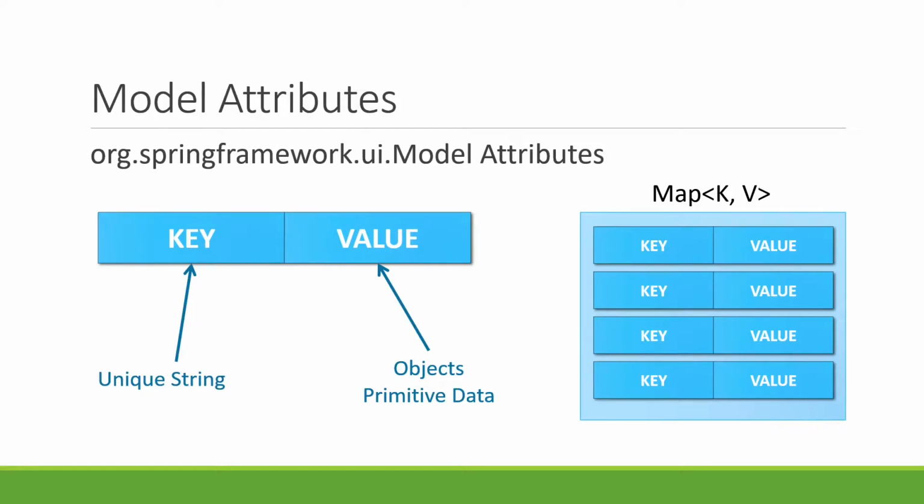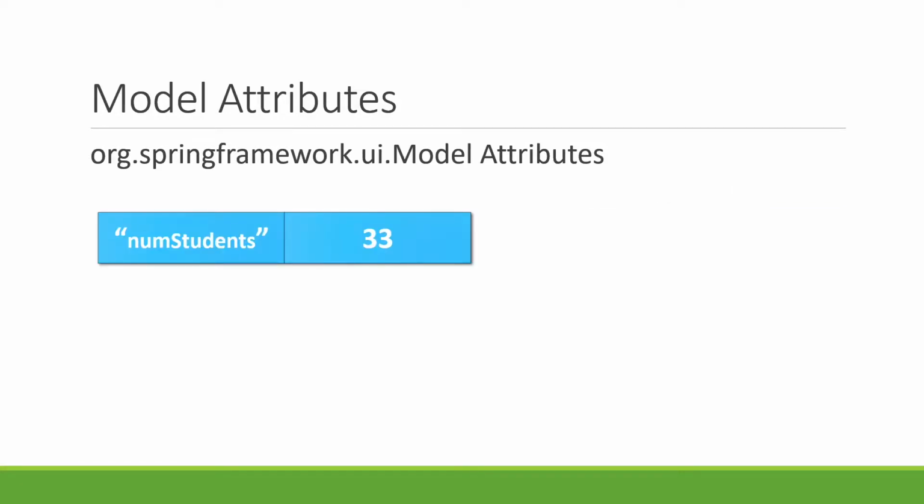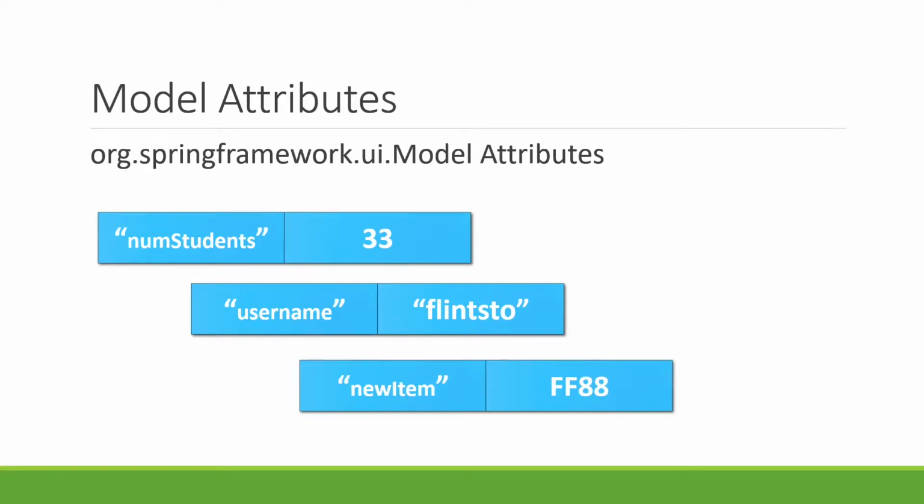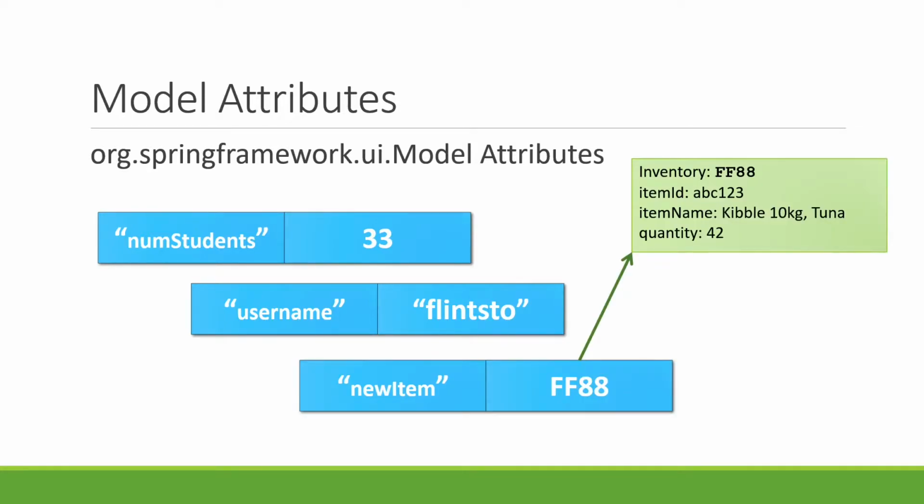So let's look at some examples. You might have an attribute with the key numStudents, and it might have an int value for the number of students in a class. Or you might have an attribute with the key username that could have a string value representing the username of the user that's currently logged in. An attribute with the key newItem could have a value that's an entire inventory object for an inventory item that a user is adding via an HTML form.